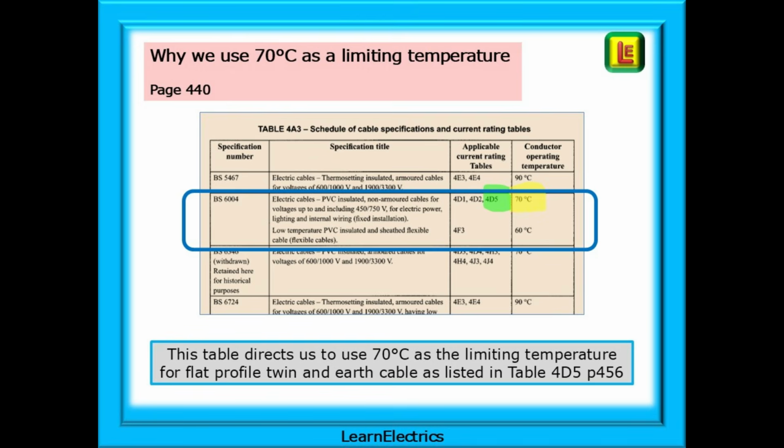While we are here at Appendix 4, let's show you why we often quote 70 degrees Celsius as a limiting temperature for twin and earth cable. It's because we are told to. Take a look at the table on page 440. This comes from BS 6004, the standard for different electrical cables, the law on cables if you like. As highlighted, we can see that this table directs us to use 70 degrees Celsius as the limiting temperature for flat profile twin and earth cable as listed in table 4D5 on page 456.